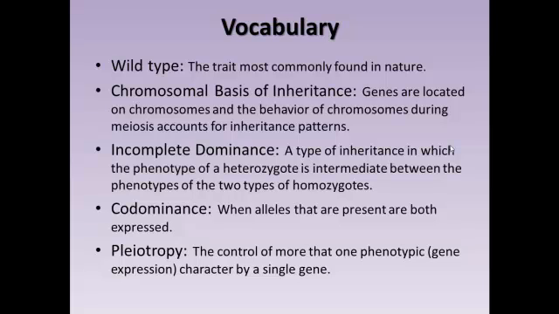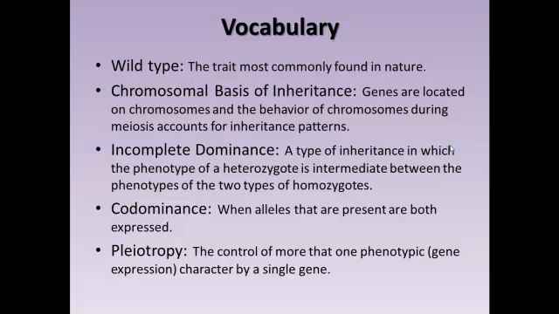Next is chromosomal basis of inheritance, and this is pretty simple. Obviously we know that genes are on chromosomes which are inherited from your parents, and these contain the blueprints for how to make an organism. But the basis of chromosomal inheritance is that during meiosis, the way genes line up and have crossed over determines how they will be passed on to the next generation.